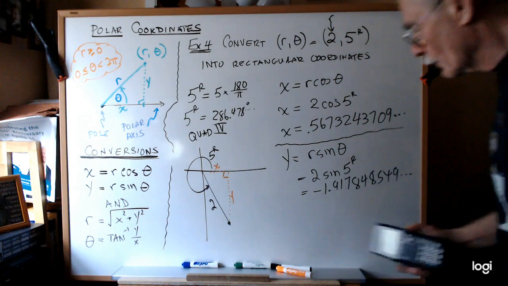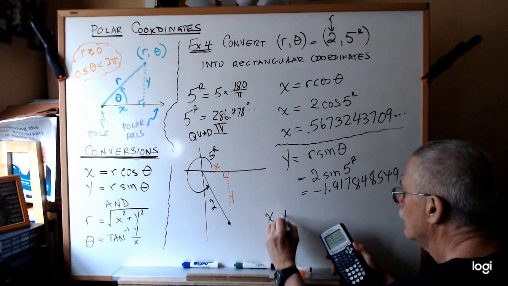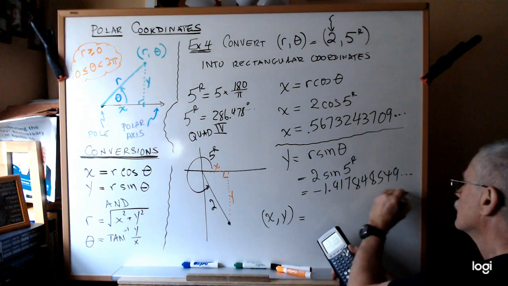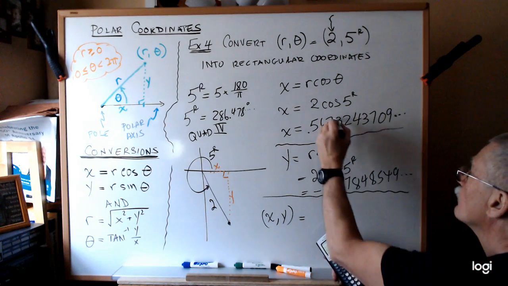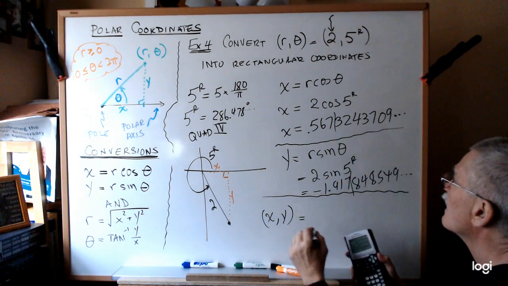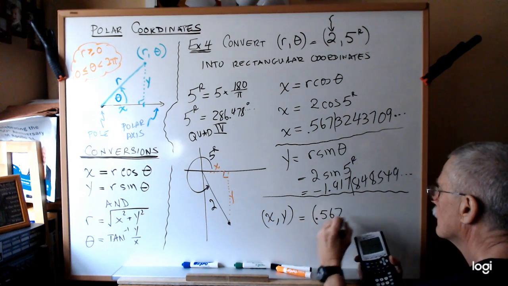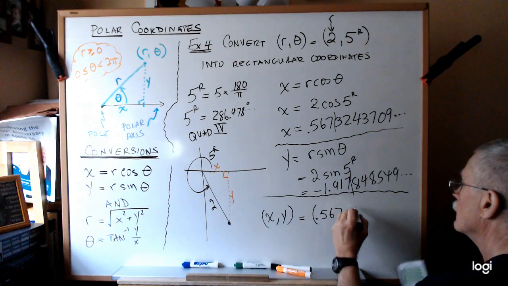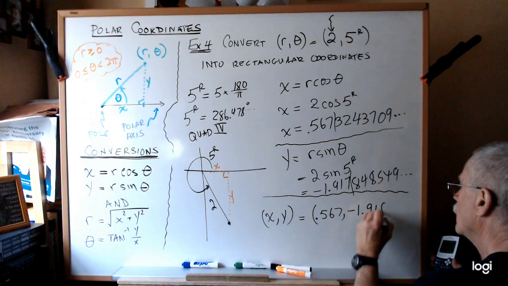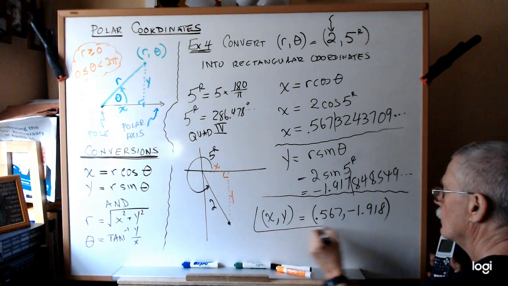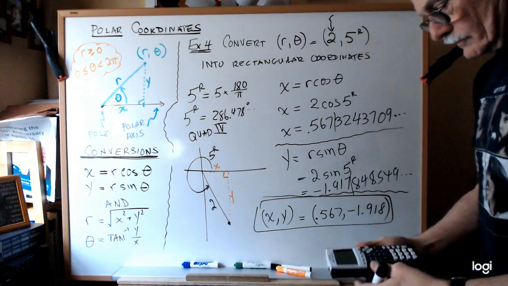So, knowing that, altogether then, (x, y) equals, and I'm going to round off to some reasonable amount. Let's round off to the nearest thousandth, let's say. So x is 0.567, and y would be negative, don't forget the negative, 1.918, and that would be our answer in rectangular coordinates.